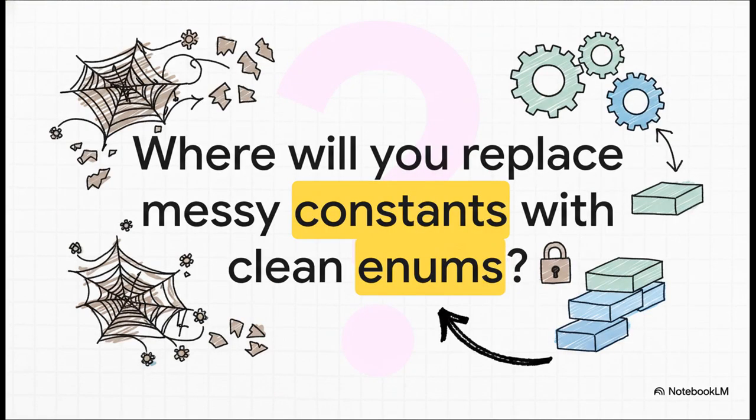So I'll leave you with this question to think about. Look at the code you're working on right now. Where are you using magic strings or maybe integers to represent a fixed set of options? Because making the switch to an enum is one of the easiest and most impactful ways to start writing safer, more professional code today.